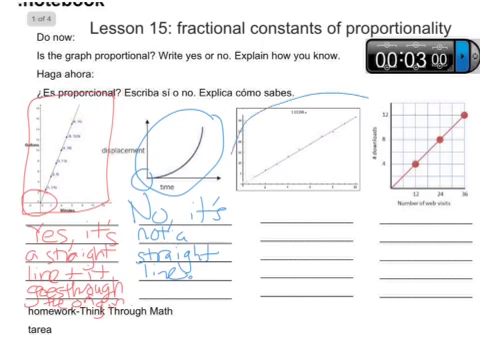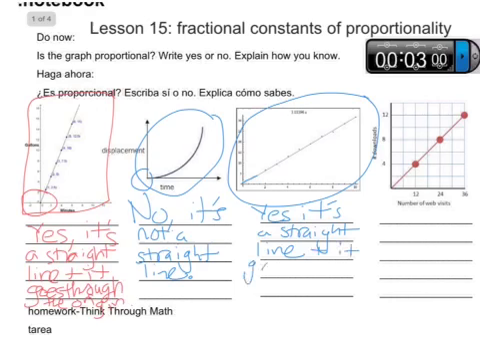Now we're going to do this one. Notice that if we continue this line a little bit, it goes straight through the origin and it's a straight line. So we're going to say yes, it's a straight line, and it goes through the origin.